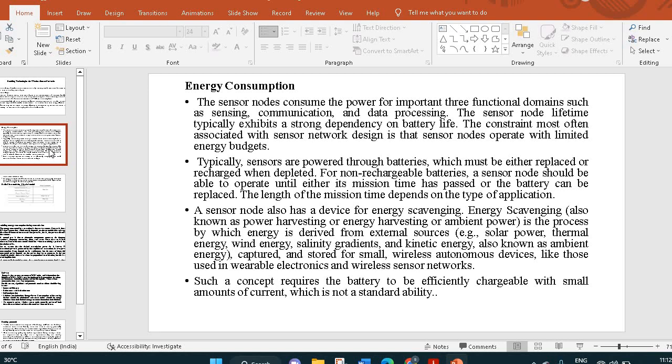A sensor node also has a device for energy scavenging. Energy scavenging, known as power harvesting or energy harvesting or ambient power, is the process by which energy is derived from external sources, captured and stored for small wireless autonomous devices like those used in wearable electronics and wireless sensor networks. Such a concept requires the battery to be efficiently chargeable with small amounts of current, which is not a standard ability.